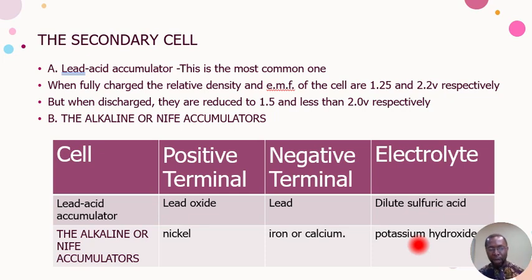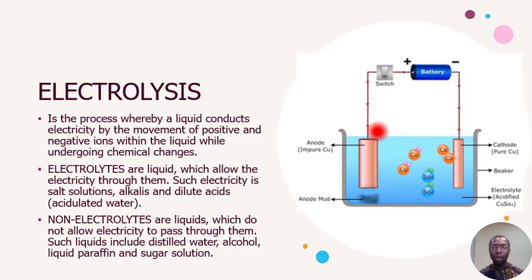Okay, so we've been able to see the types of electric cells and their examples. Now, for the secondary cell, I also want to mention again the maximum voltage that they can contain, and that is 2.2 volts for the lead acid accumulator, while it is 2.0 volts, or sometimes also 2.2 volts, for the alkaline accumulator as well. Having said that, may we now go to the other side of our topic, which is electrolysis.